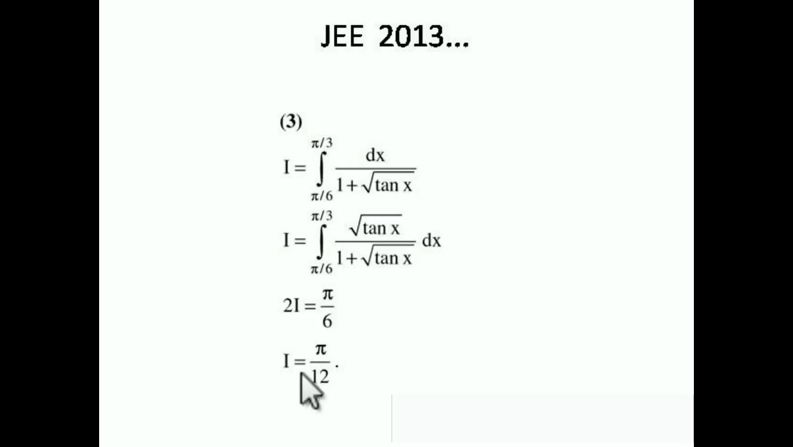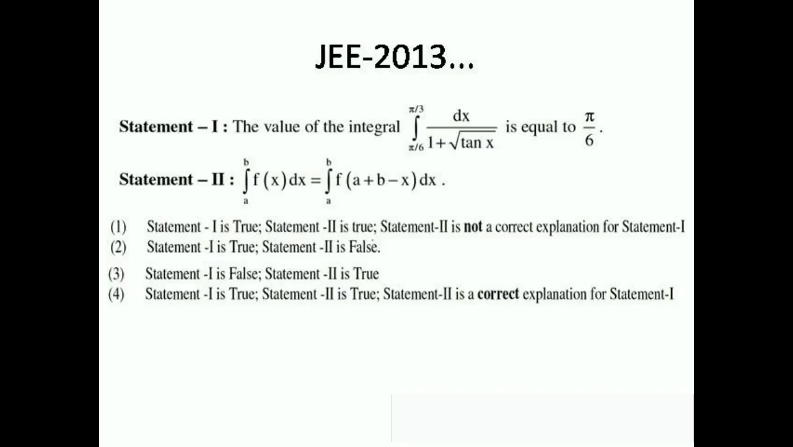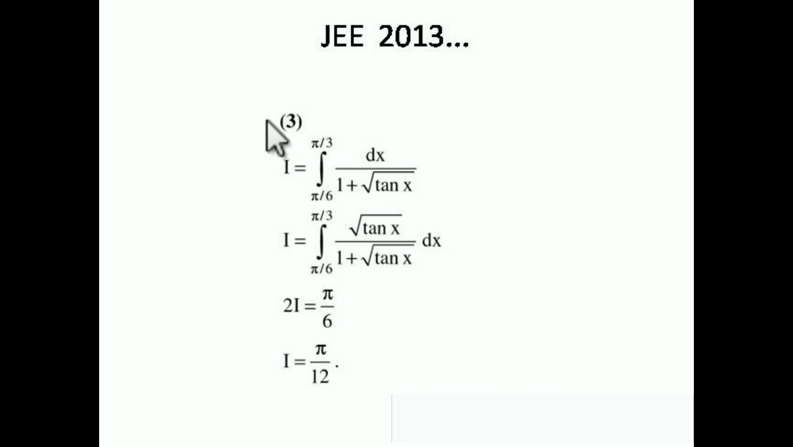Okay, so our answer is pi by 12, and here they say that it is pi by 6. So the answer is not correct. So our right option is statement 1 is false and statement 2 is true. So option number 3 is our right option.